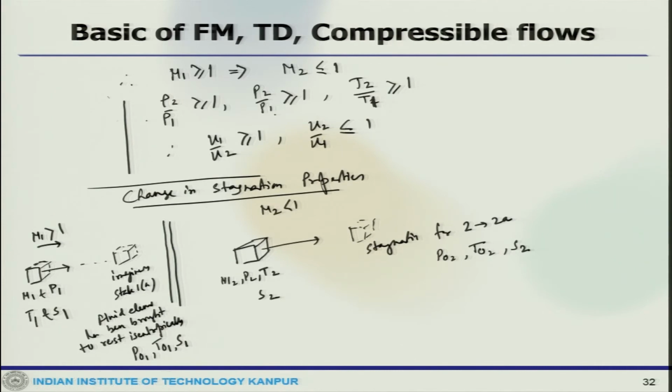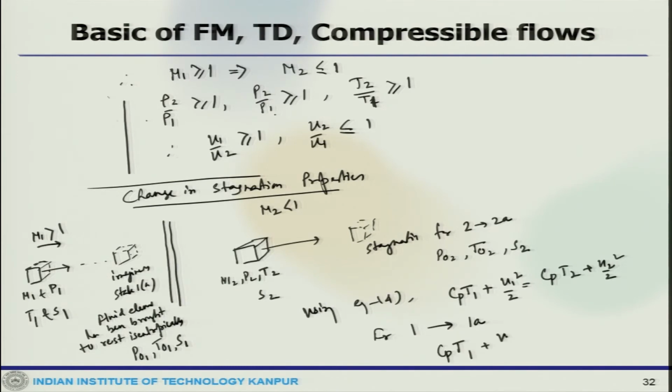Now, from the energy equation, that is equation 4, we write Cp t1 plus u1 square by 2 is Cp t2 plus u2 square by 2. For 1 going to 1a, that means the fluid particle from here was brought to rest, which is a sort of imaginary point, isentropically, then this should be Cp T1 equals Cp T naught 1.